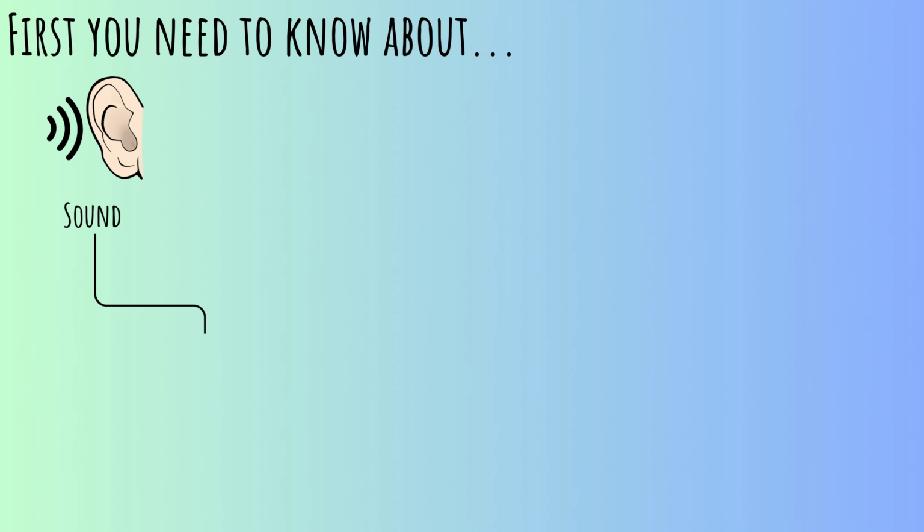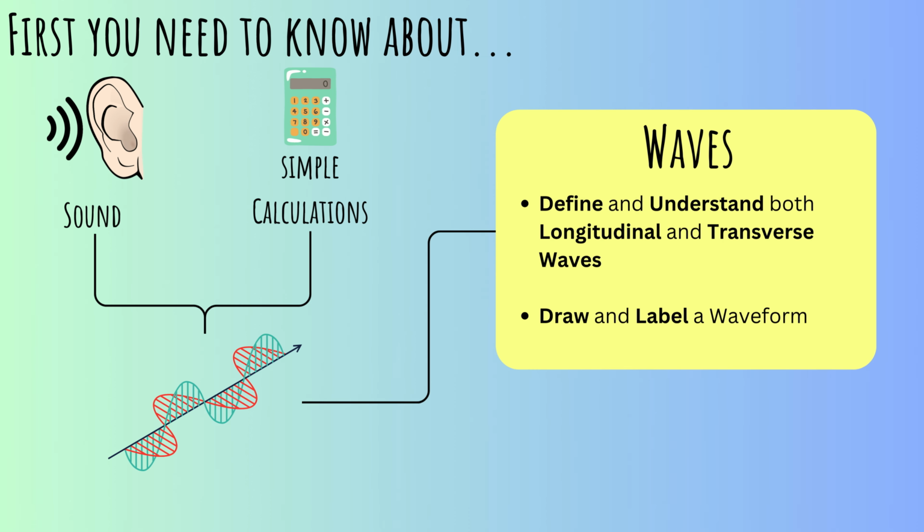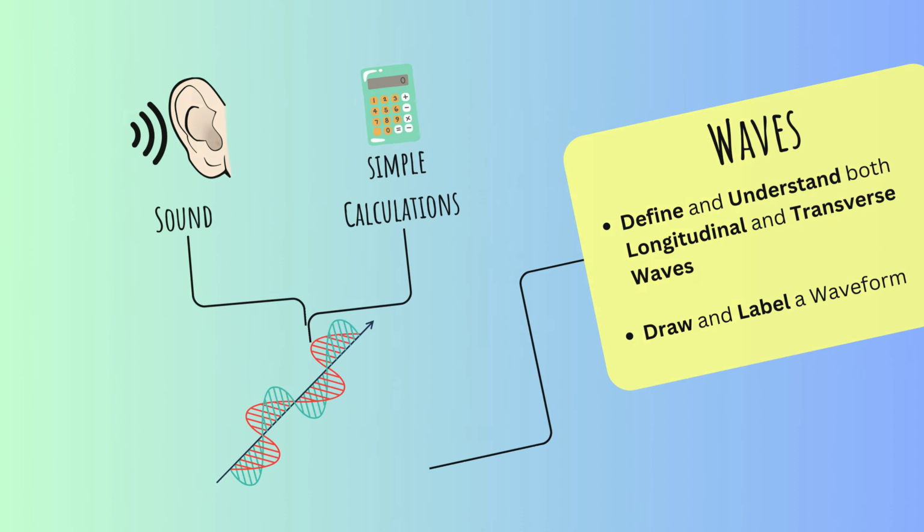The first thing you're going to need to know about is sound waves, and to be able to complete simple calculations. Remember, in physics, you can always use a calculator. You're going to need to define and understand both longitudinal and transverse waves. You're also going to be able to draw and label a simple waveform. This is a foundational concept and is essential for understanding the slightly more difficult aspects of waves.